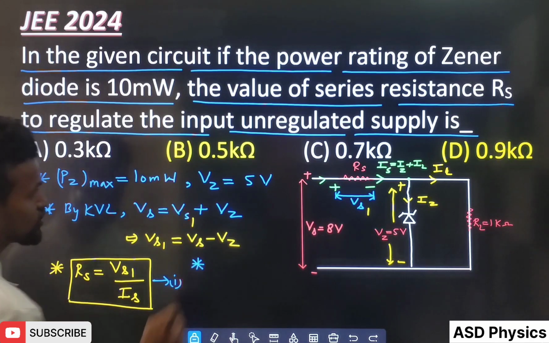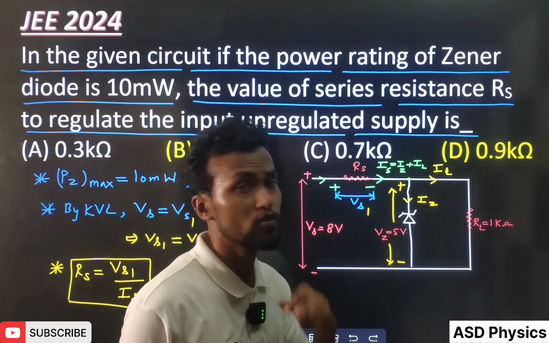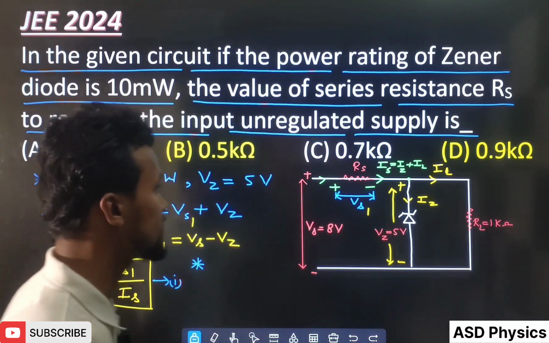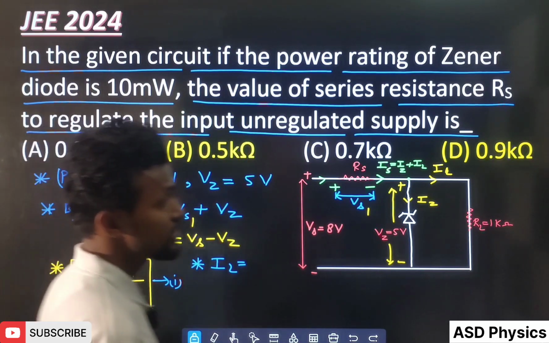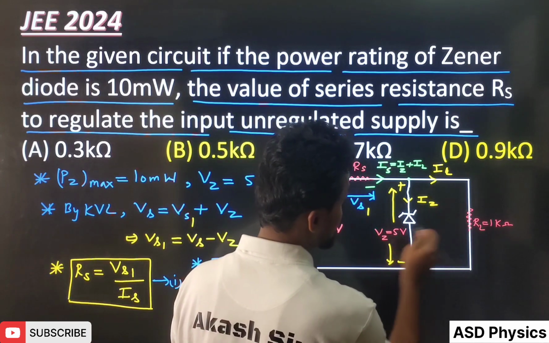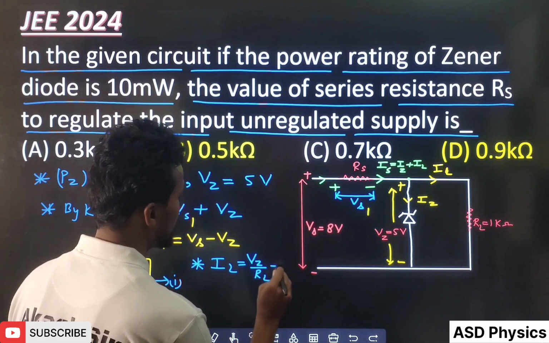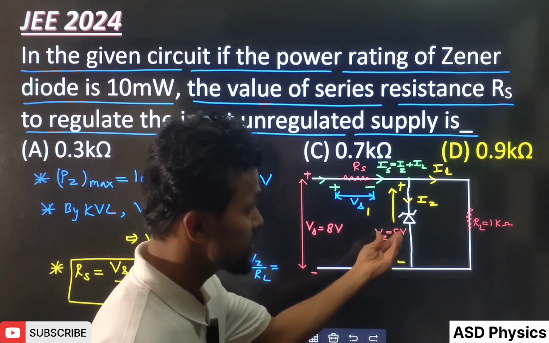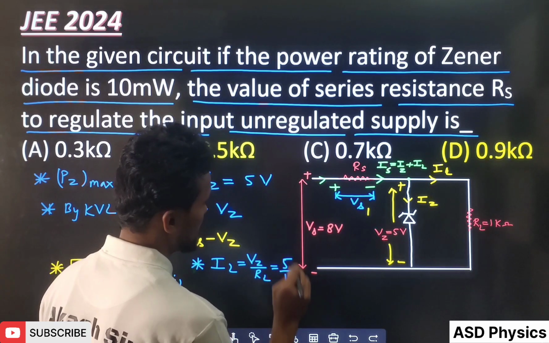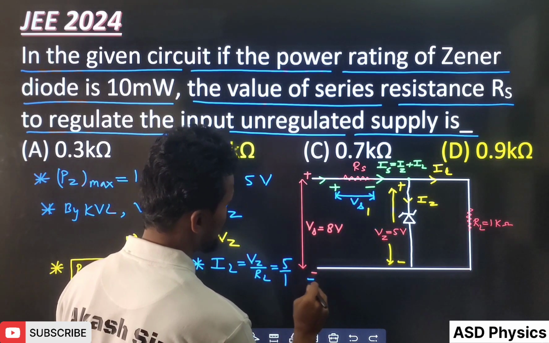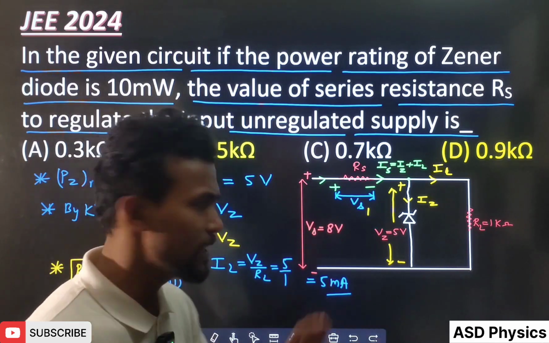Next, to calculate the value of IS, we have to calculate IL, IZ and so on. If I talk about IL, this voltage Vz is applied across the load. So IL is given by Vz by RL. The Vz value is 5 volt, and here is 1 kilo ohm. So when you solve this, it comes to 5 milliampere, because kilo ohm makes it milliampere.